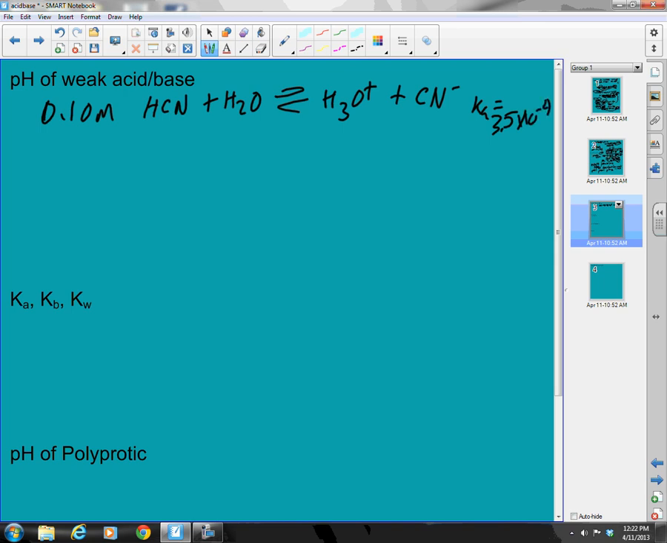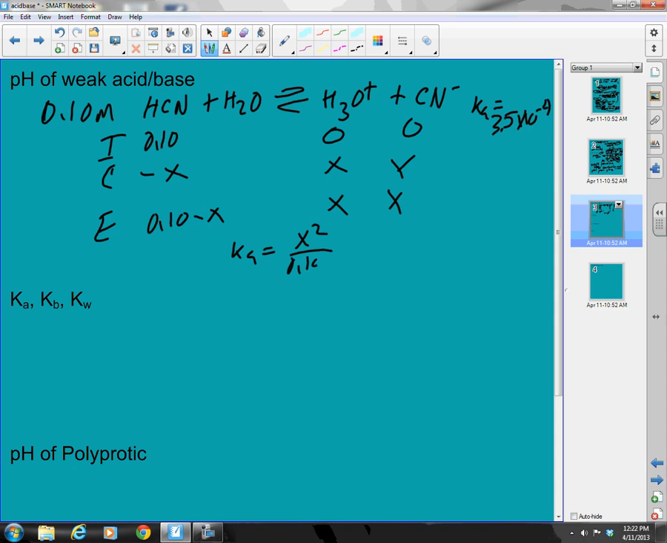Good. So I'm going to use an ICE box. I'm going to let this be 0.10. This is 0, this is 0, minus x, plus x, plus x, 0.10 minus x, x, x. So that would mean my Ka equals x squared over 0.10 minus x.